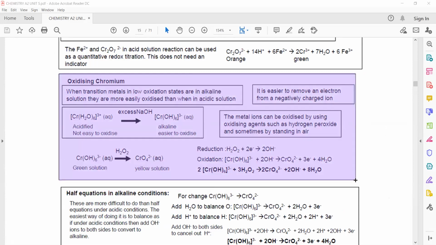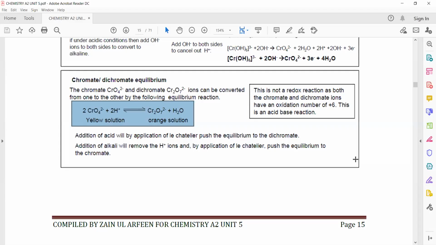Copy this part only. So what happens in acidic medium, if I add an acid, the amount of hydrogen ion or proton increases. So the equilibrium shifts toward the right. That's why we'll have more dichromate. So in acidic medium, the solution will be orange in color. But in alkaline, if we add an alkali, it will remove the hydrogen ion. So it will produce more chromate ion. So in alkaline medium, the solution will be yellow.